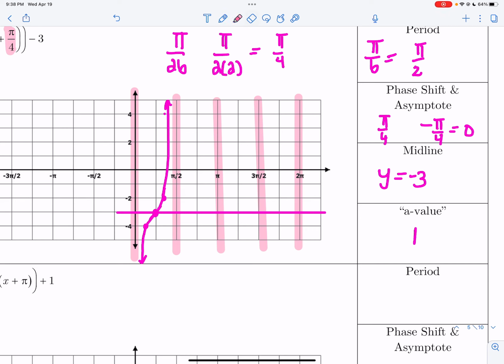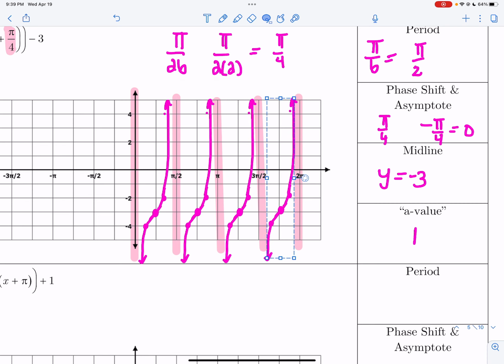Oops. And I'm going to cheat a little bit and copy and paste. It's also going to copy and paste that little dot, but it's whatever at this point. And there you go.